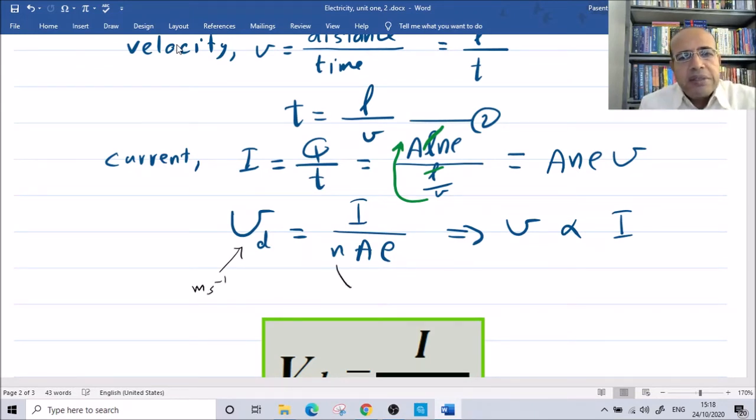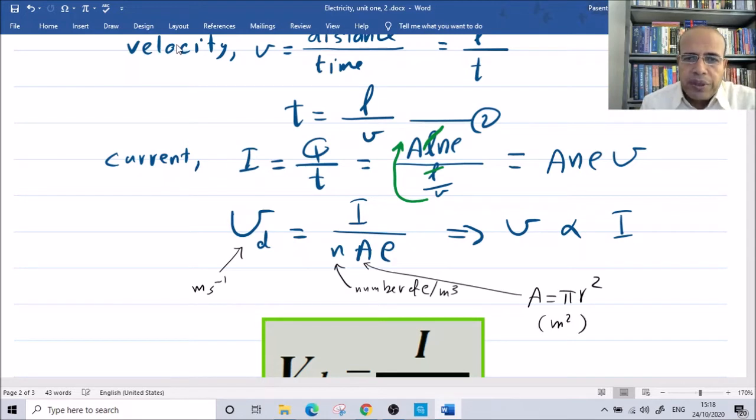n is a constant that depends on the conductor. It is the number of free electrons per meter cubed. A is the cross-section area. If the conductor is a cylinder, the cross-section area is a circle. The area of a circle is pi r squared and its unit is meter squared.